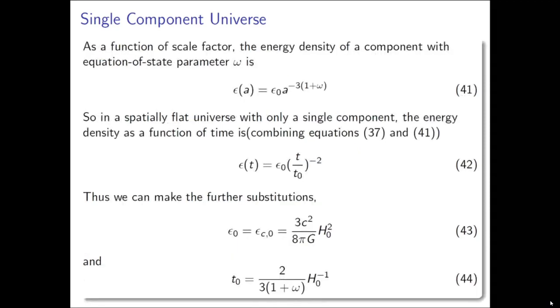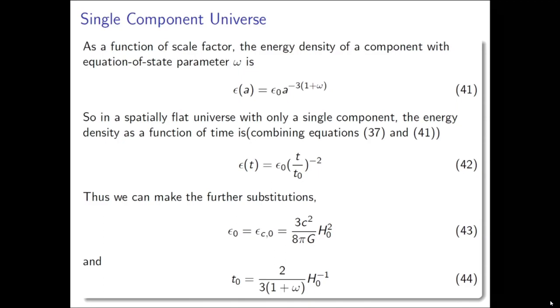So as a function of scale factor, the energy density of a component with equation of state parameter omega can be given as epsilon of a equals epsilon naught times a to the power -3 into 1 plus omega. So in a spatially flat universe with only a single component, which is what we are considering in this case, the energy density as a function of time that we have seen is basically epsilon naught times t by t naught to the power -2. That's what we are getting here.